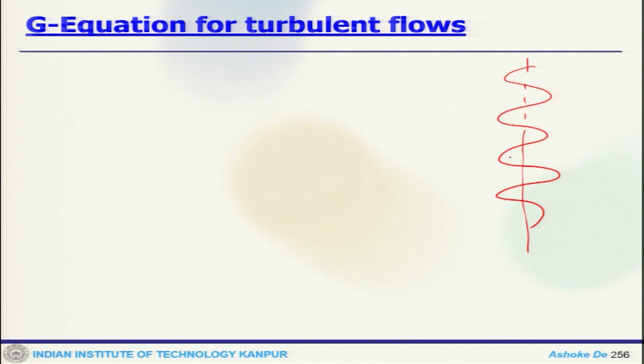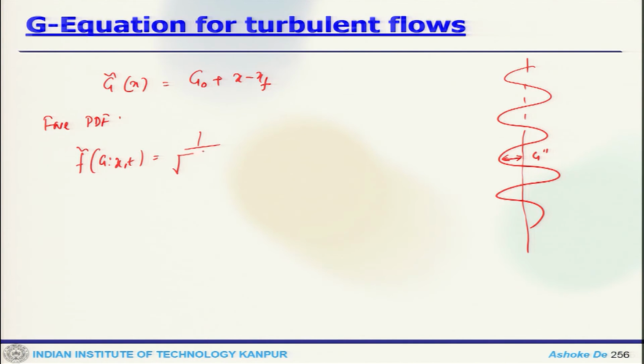This is the mean, this is the G prime. So, the Favre mean G bar is G naught plus x minus xf. So, the Favre PDF would be 1 by root over of 2 pi G prime square at naught, minus G by G bar square by 2 at naught.